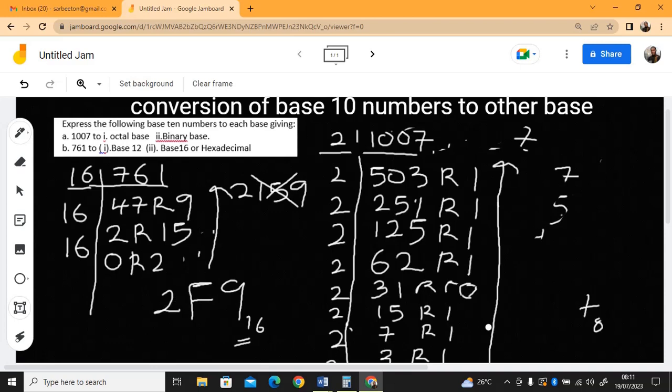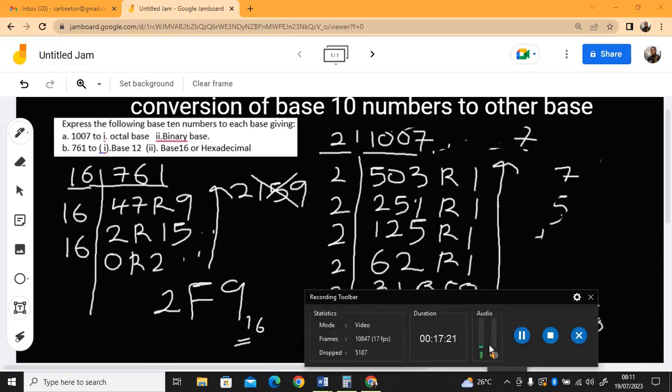Now we move on to the next one, which is conversion from one base to another. What if you are given a number in base 8 and you have to convert to base 5, or base 3 to base 7, something like that. That will be our next lesson. So let's move on.